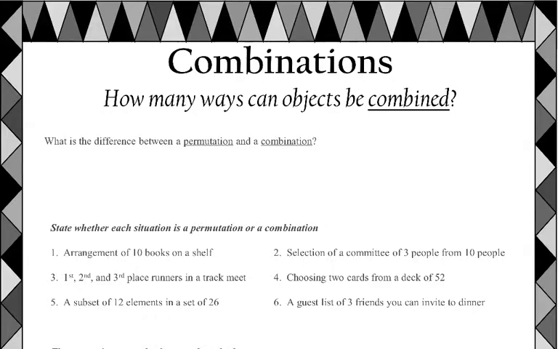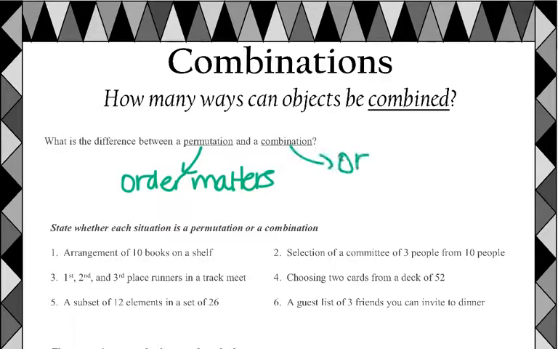Next we have combinations. Combinations are a little bit different than permutations. The difference is that in a permutation, the order matters, where in a combination, the order doesn't matter. So we have to think about what kinds of situations order matters versus order doesn't matter.